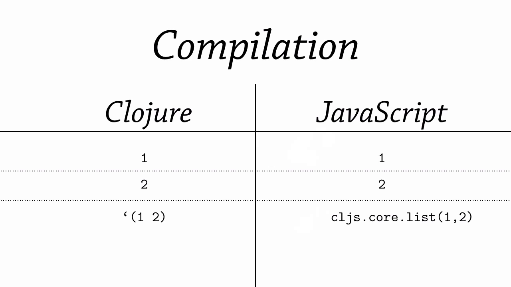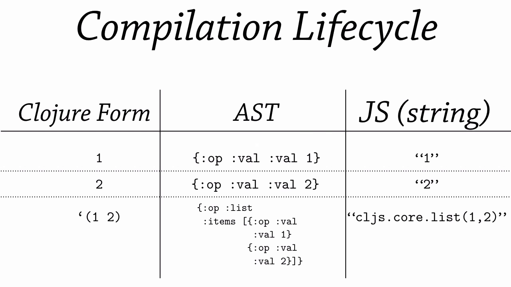ClojureScript compilation. What is ClojureScript? ClojureScript takes Clojure data and spits out JavaScript. So here's a couple of very trivial examples. Clojure data, numbers, JavaScript, numbers. And if we want to compile a list, a quoted list, we have to call the JavaScript function cljs.core.list and use an infix, or postfix, or whatever, parenthesis, and then recursively compile. Right? So we're just going to have a look at the compilation lifecycle going from Clojure forms to JavaScript strings.